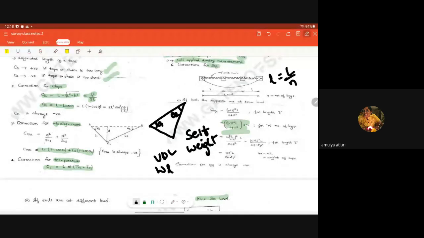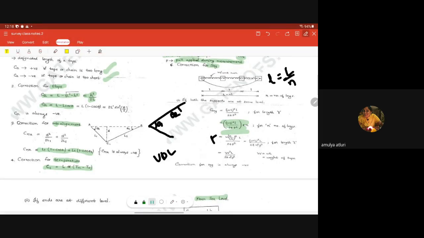After simplification, we get C sag. The corrected length due to sagging is nothing but W square L divided by 24 n square P square. I already dealt with what W is: the self weight of the tape, and it is a uniformly distributed load. We have considered it as W into L. The correction for sag is always negative. You need to remember this. The correction for sag is always negative.